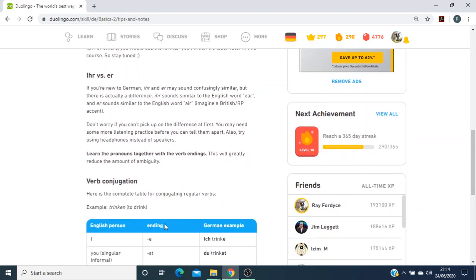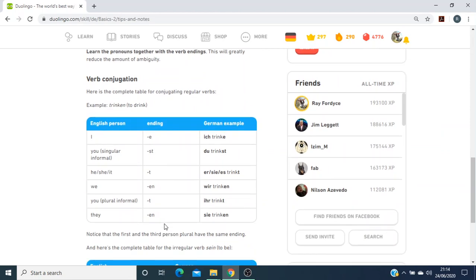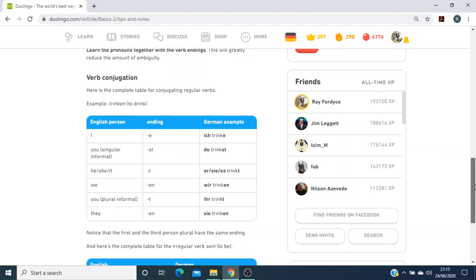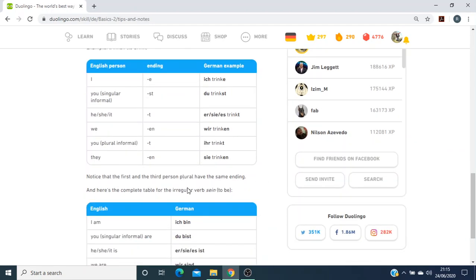So we're now going to get more verb conjugation. So here's a complete table for conjugating regular verbs. In the previous lessons we've come across the singular forms like I, you, he, she, and it, and now we're going to add the we, the you plural form, and they. So we, you just add n. So wir trinken, the example here. You, plural, informal, ihr, you just add t. So ihr trinkt. Then they, you just add en again, like sie trinken. Notice that the first and third person plurals all have the same ending.